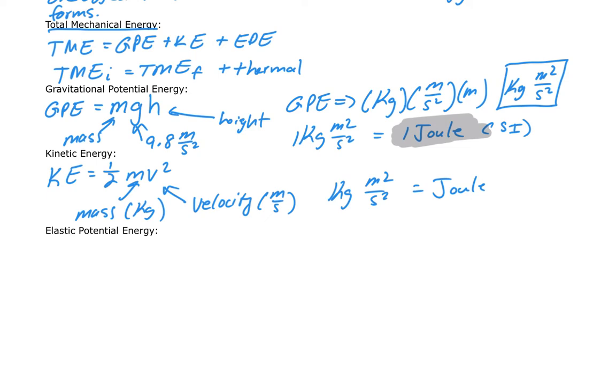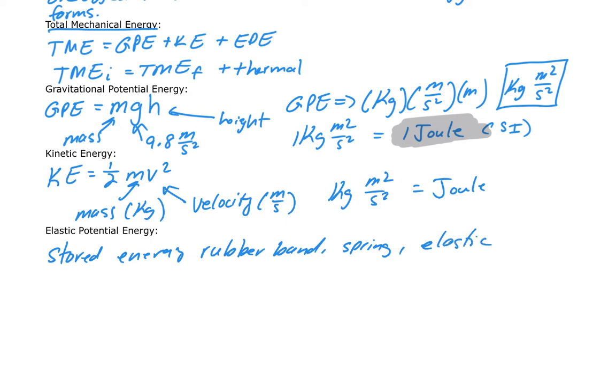Finally, we have elastic potential energy, and this is simply stored energy in something like a rubber band or a spring. Anything that's elastic, anything that's kind of stretchy can store energy. And it can release that energy when it goes back to its original size or shape, and then that energy becomes something else. Normally we're going to look at how that energy becomes kinetic energy.